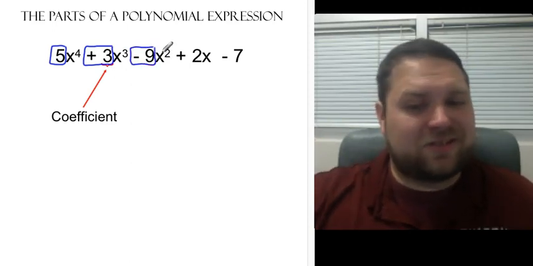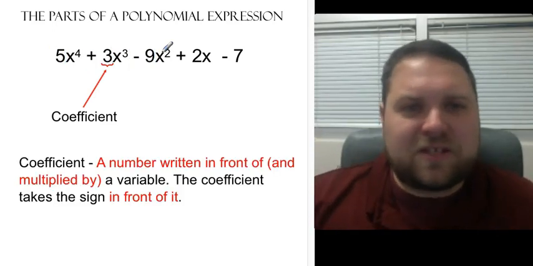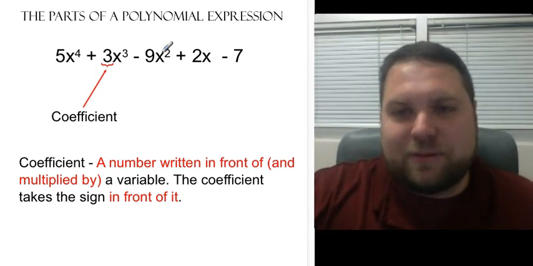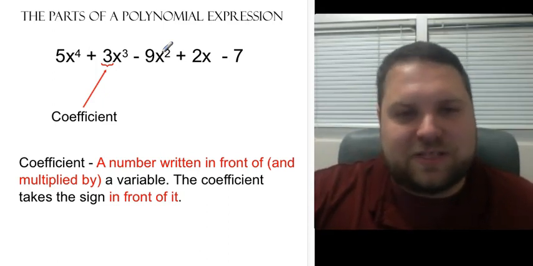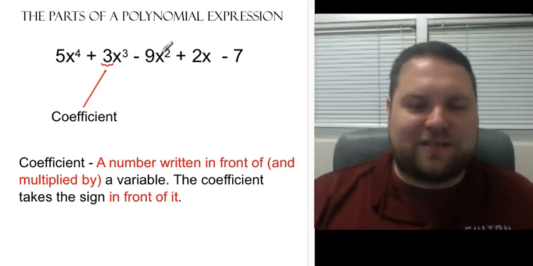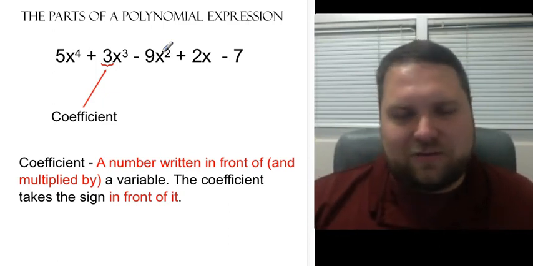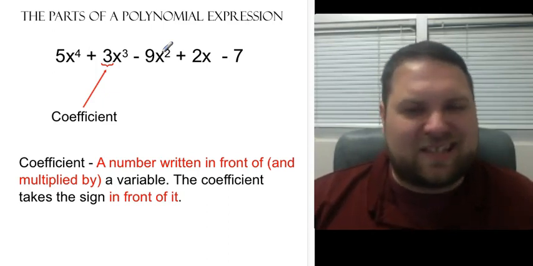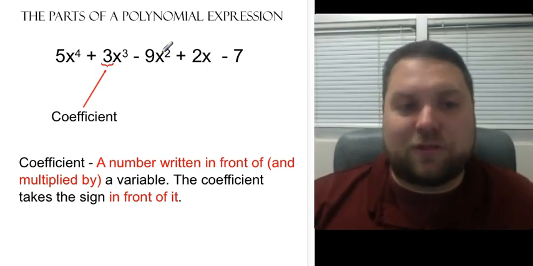And notice, each term has that. So the coefficient is just the number written in front of and multiplied by the variable. Remember, when they're written together, that just means multiplication. And it takes the sign in front of it. So make sure that you're always taking that sign if we're talking about the coefficient of, say, the second term or the third term or wherever we're looking.